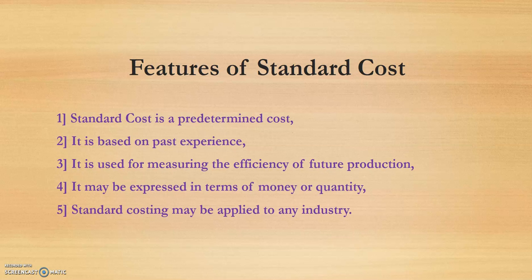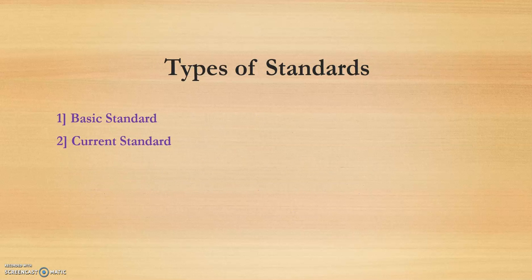Let's see the features of standard cost. First, standard cost is a predetermined cost. Second, it is based on past experience. Third, it is used for measuring the efficiency of future production. Fourth, it may be expressed in terms of money or quantity. And fifth, standard costing may be applied to any industry.